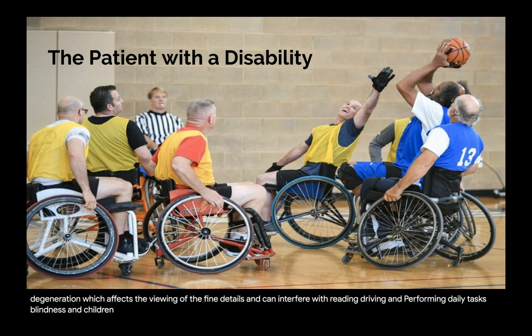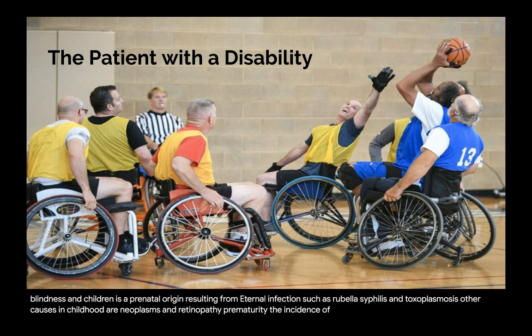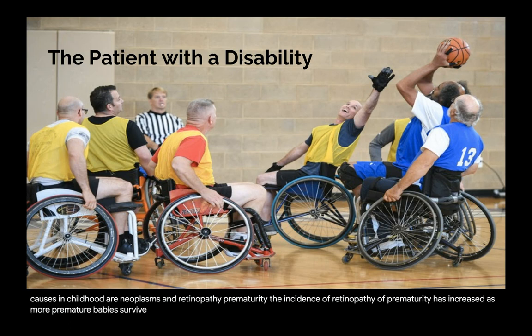Blindness in children is often of prenatal origin, resulting from maternal infections such as rubella, syphilis, and toxoplasmosis. Other causes in childhood are neoplasms and retinopathy of prematurity. The incidence of retinopathy of prematurity has increased as more premature babies survive. Major causes of unilateral blindness in North America are ocular trauma related to sport, work, assaults, traffic, and contact lens-induced keratitis.